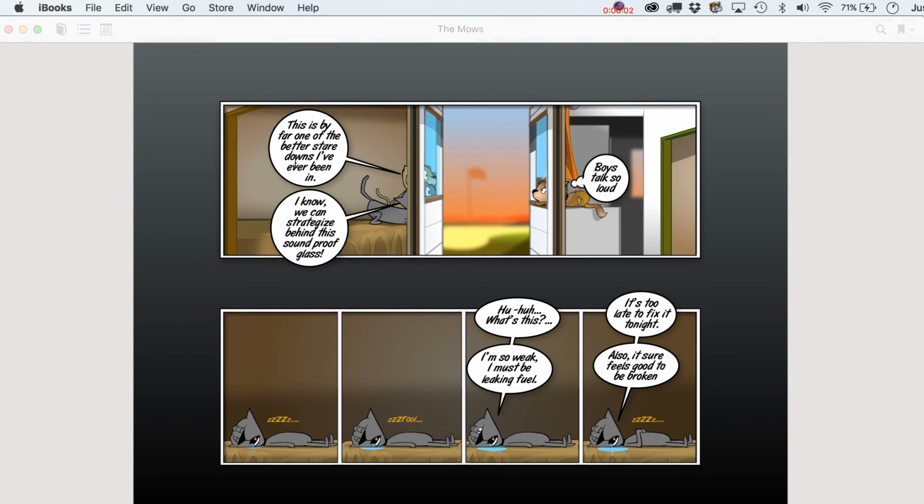Okay, so here, this kind of describes that. "So this is by far one of the best stare downs I've ever been in. This would actually happen to these cats. I know, we can strategize behind this soundproof glass." And then, of course, it's the exact opposite. "Boys talk so loud, you can obviously hear them."